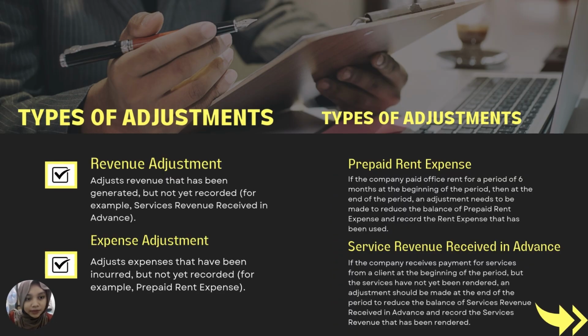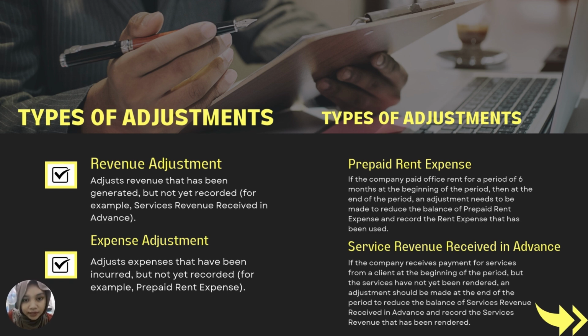Types of adjustment. Revenue adjustment: adjustment for revenue that has been generated but not yet recorded. For example, service revenue received in advance. Expense adjustment: adjustment for expenses that have been incurred but not yet recorded. For example, prepaid rent expenses.